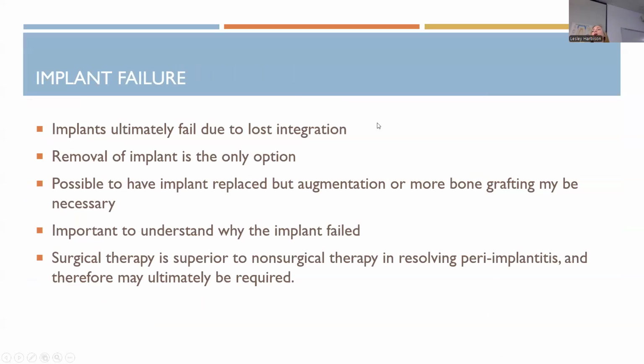Implants ultimately fail due to loss of integration. I didn't use that word yet, but that's what it is: the bone literally integrates with the titanium surface. It sort of merges into each other, and it's rock solid. So if you lose that integration, that's ultimately why the implant becomes mobile and fails. Removal of the implant is the only option. Sometimes they can bone graft it, wait several months, and maybe put in a new implant. It just depends on the circumstance. It's important to understand why it failed in the first place.